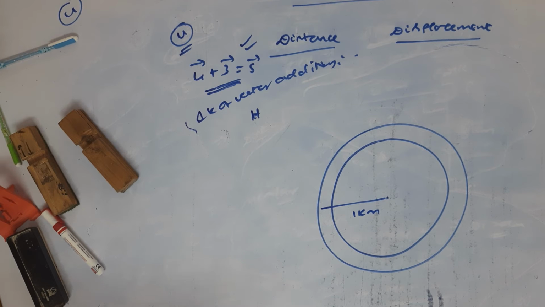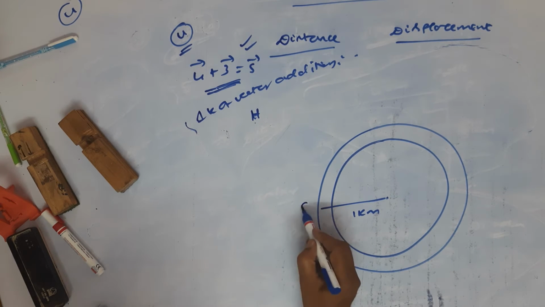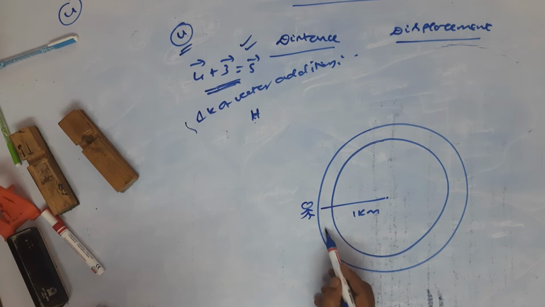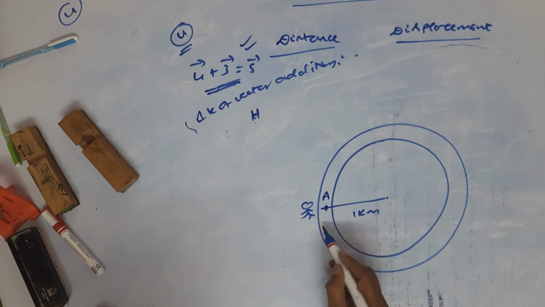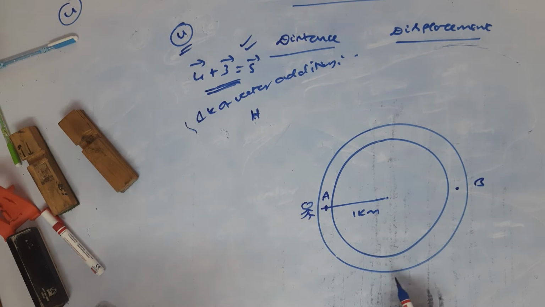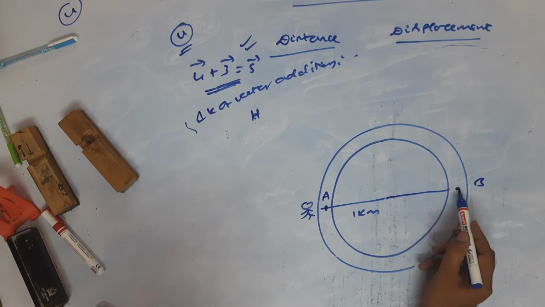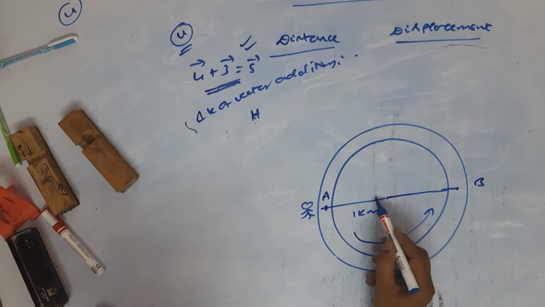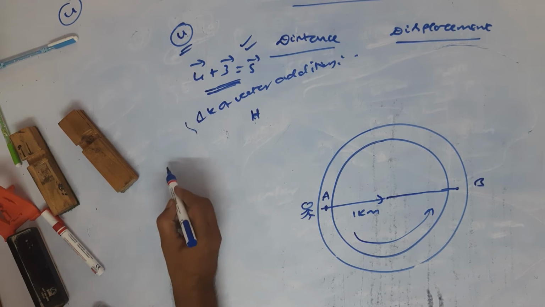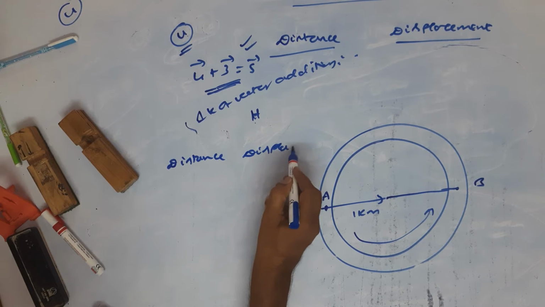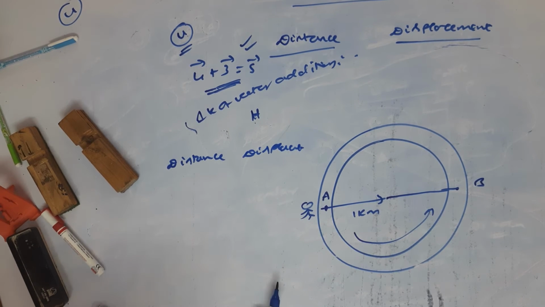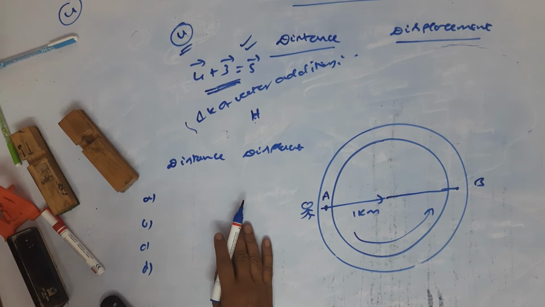Now the question is very simple. Starting your journey from here, you will reach from end A to B, where the radius is 1 kilometer. You are reaching from A to B in two different paths, one along this path, another along this path. Which of the following options is correct, regarding distance and displacement? Now the question is very simple.